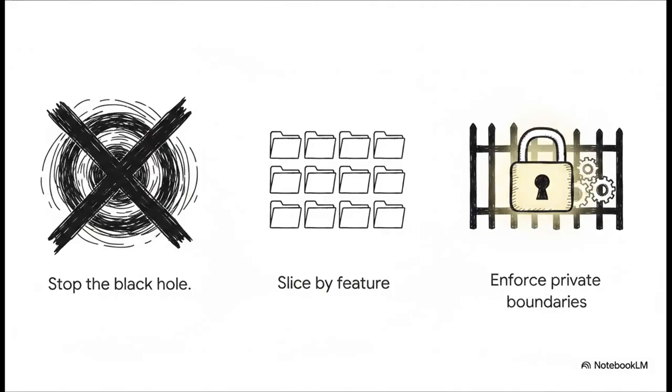Okay, let's wrap up with some core takeaways. First and foremost, stop feeding the black hole. Shift your mindset and start slicing your solution by business feature, not by arbitrary technical layers. Share only the contracts, keep your implementation strictly private, and let your CS project files do the heavy lifting of boundary enforcement. Free your team from relying purely on discipline.